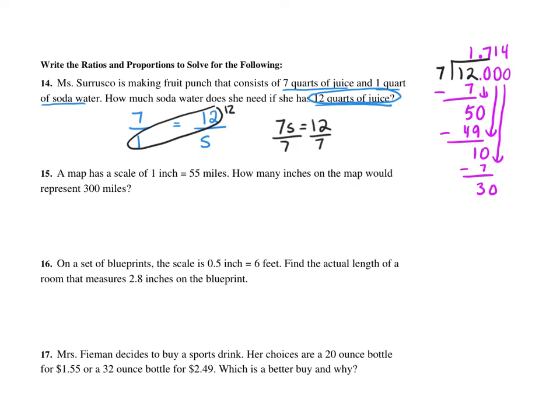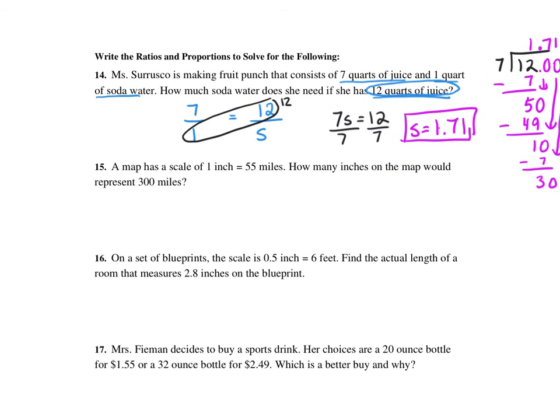Once you get here, remember, we can round to the nearest hundredths, please. So S is going to equal 1.71 here, quarts of soda water. Let's try our next one.